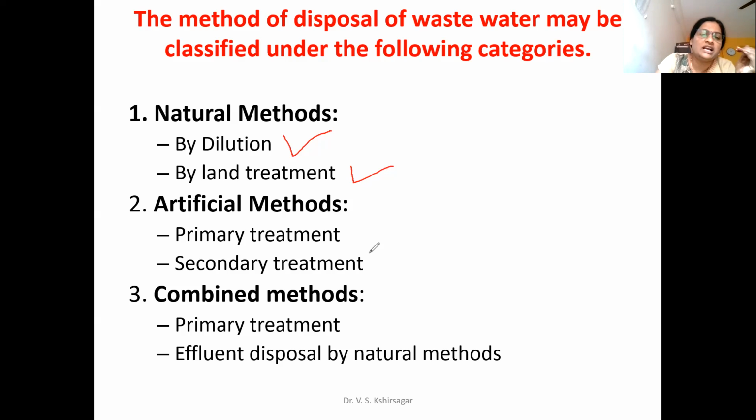Then the combined methods. In the combined methods, again, there are two ways. One is primary treatment, and the second one is effluent disposal by natural methods. You provide the primary treatment and dispose of it by the natural methods, either by dilution or by land treatment. If used together, it is called the combined method. So these are the various methods.